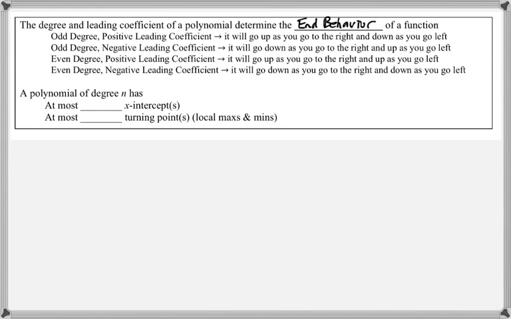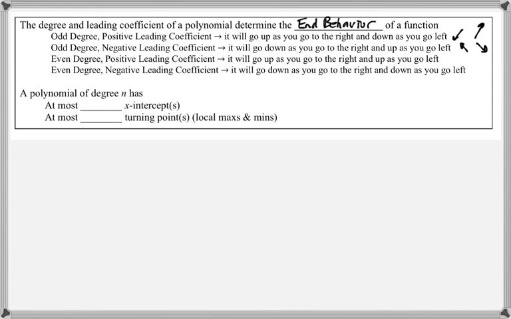So if you have an odd degree and a positive leading coefficient, it will go up as you go to the right and go down as you go to the left. If it's an odd degree and a negative leading coefficient, it will go down as you go to the right and up as you go to the left. So down to the right and up to the left.